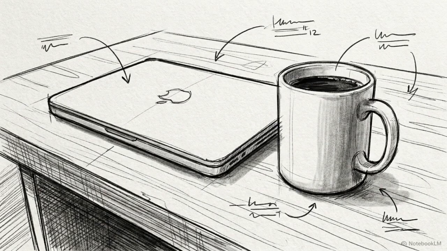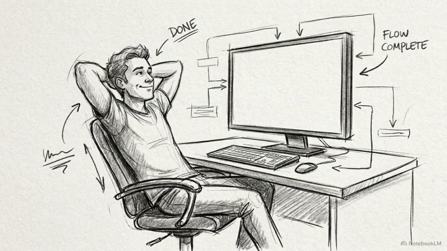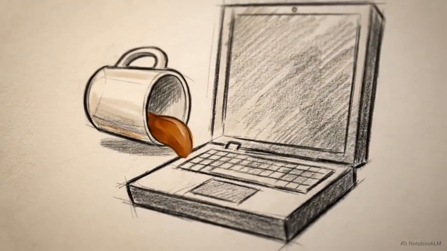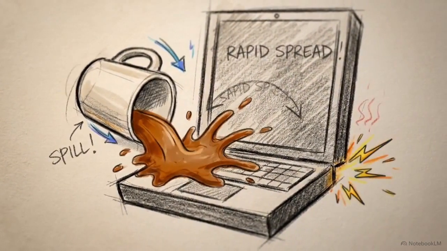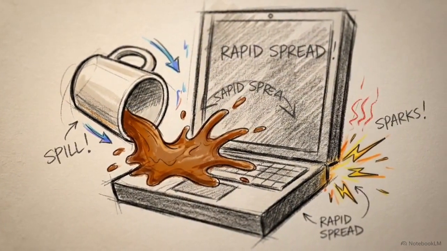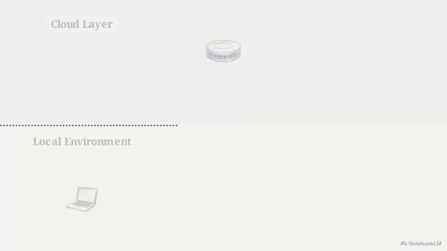And because this entire ecosystem lives solely on your personal hardware, there is zero off-site backup. Git gives you absolute control and privacy for your solo work. But if you spill coffee on your laptop and fry the hard drive, your entire project and its version history are gone. This illustrates the cloud layer.